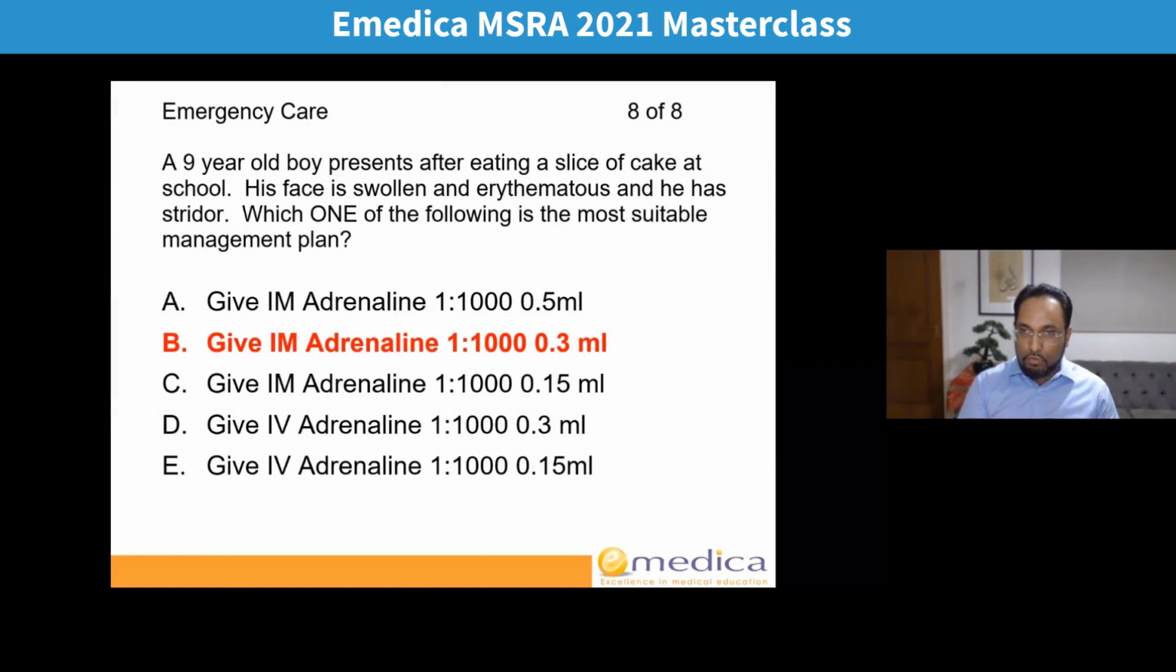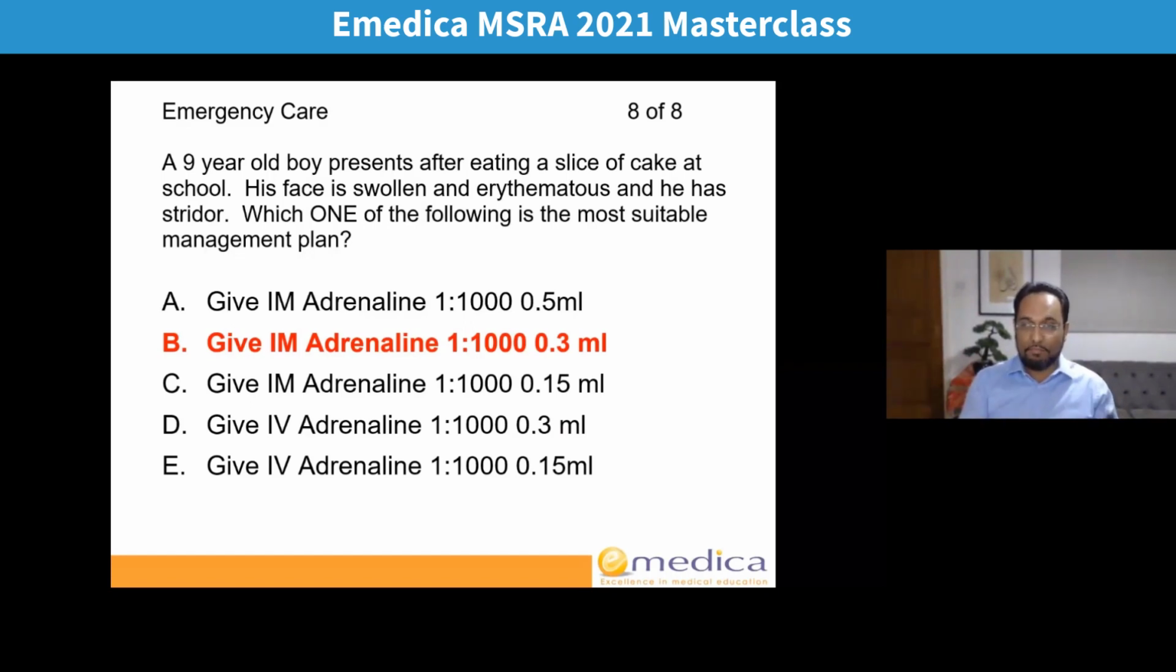So you want to get that adrenaline in as quickly as possible. The time it's going to take you to put in a line is a delay that we can't afford. Of course, after you've done this, you will want to get a line in, because you then want to give them things like IV hydrocortisone and IV antihistamines to manage the rest of the reaction. But we want to get that adrenaline in there as soon as possible.